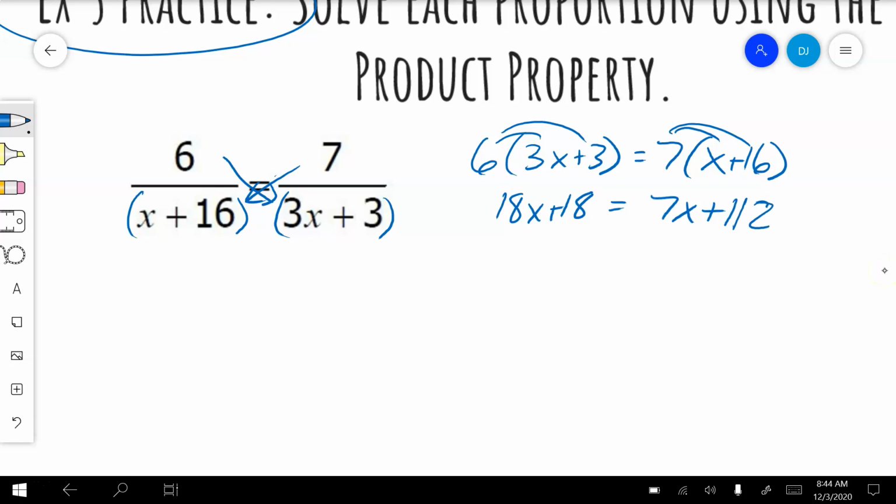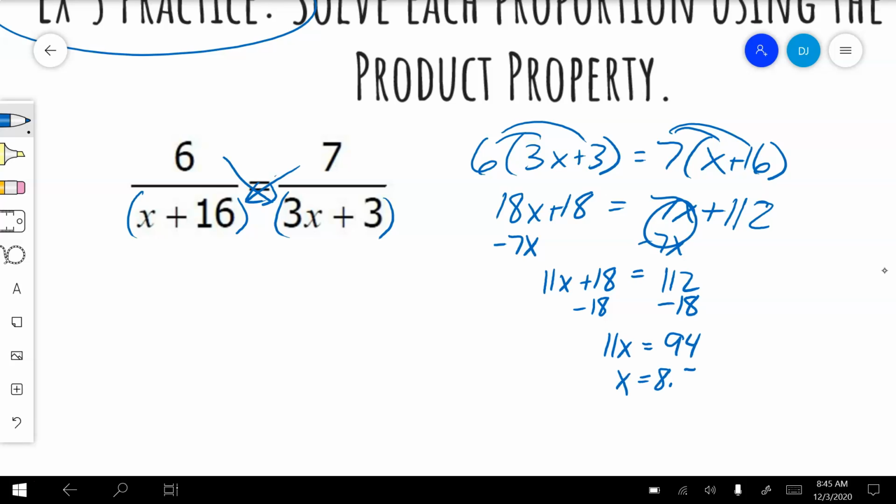All right. Now I do have x variables on both sides, so what I want to do is move the smaller of the two, and 7 is definitely smaller than 18. So we're going to go ahead and move the 7x. This becomes 0. I'm left with 112 on that side, and 18 minus 7 is going to give us 11x plus 18. Subtract 18. 11x equals 112 minus 18, which is going to give us 94. Divide by 11, x just equals 8.5.